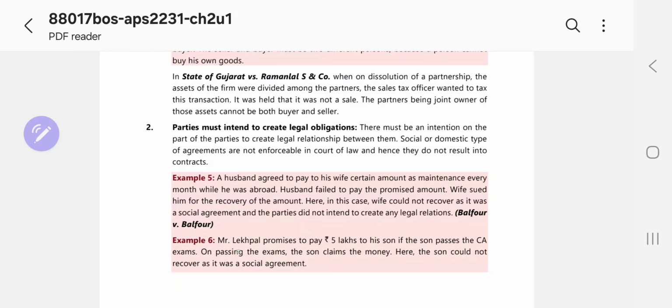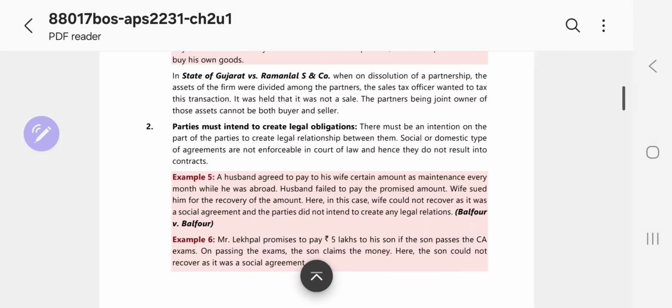For example, here Mr. Lakewal promises to pay 5 lakh to his son if the son passes the CA exams. On passing the exam, the son claims the money. Here the son could not recover as it was a social agreement, because there was no legal obligation between a father and son or a husband and wife. So those are purely social agreements and not contractual or legal agreements.